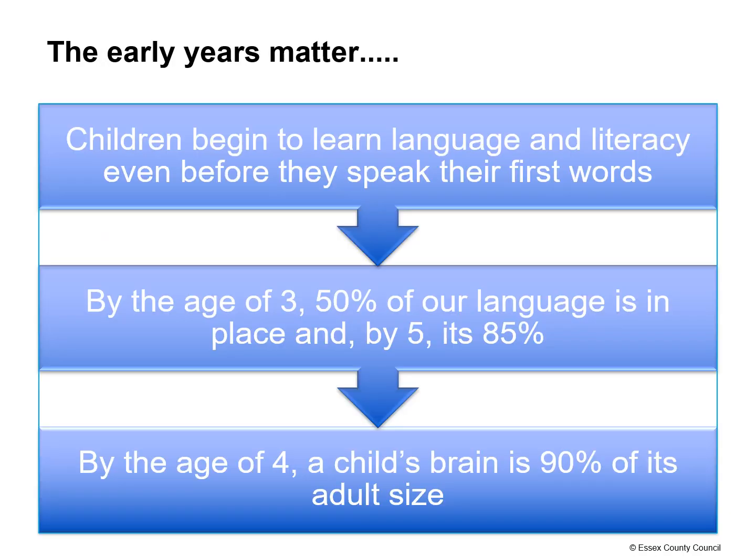So the early years really do matter. Children begin to learn language and literacy even before they speak their first words. By the age of 3, 50% of our language is in place, and by 5 it's 85%. By the age of 4, a child's brain is 90% of its adult size. The portions of the brain which control vision, hearing and language development all start developing and peak before a child reaches the age of 18 months old.